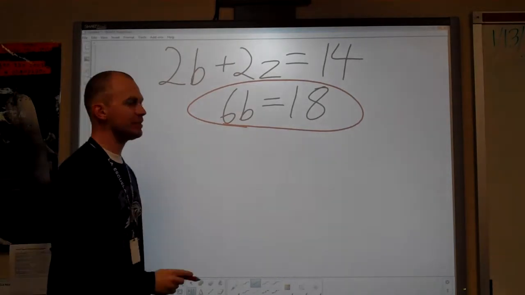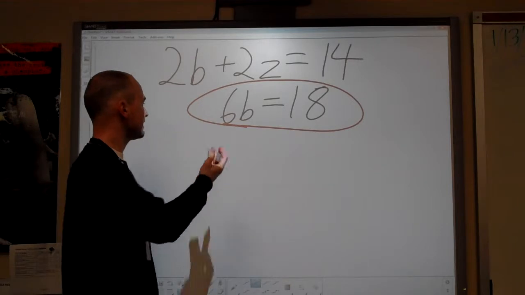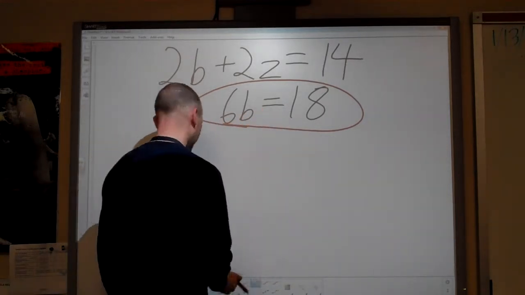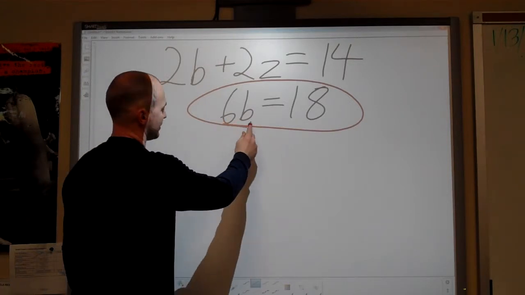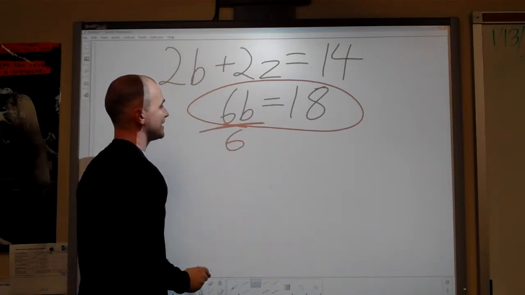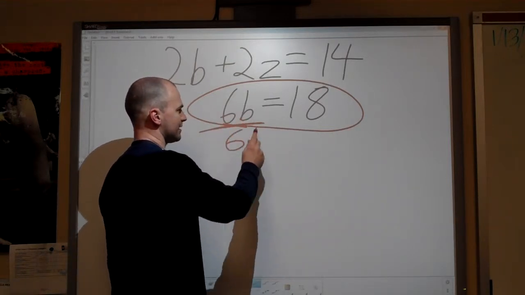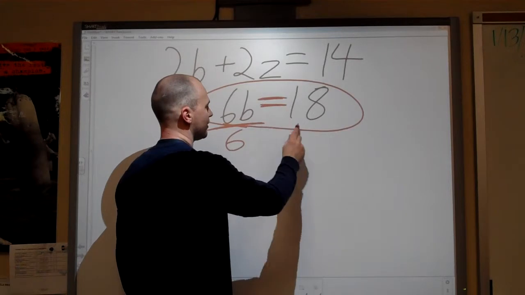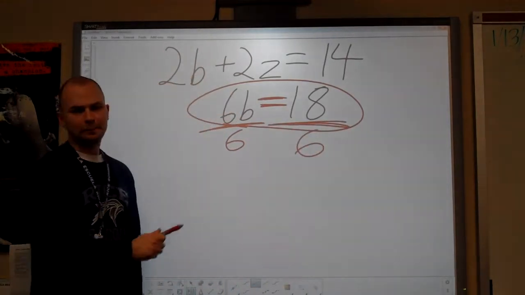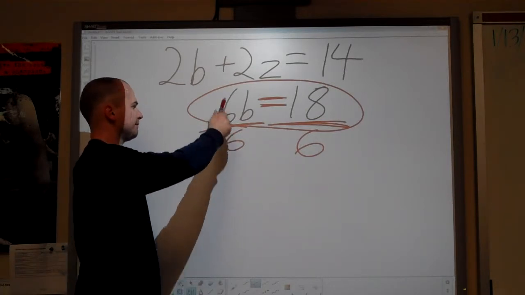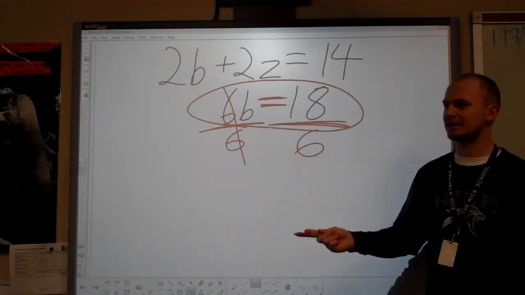If 6B equals 18, well, 6 times what equals 18? In order to undo multiplication, we do the opposite. We divide. We're going to divide this side by 6 to get rid of that times 6. And if we divide this side by 6, in order to keep this equal, we've also got to divide this side by 6. So B times 6 divided by 6, they cancel out. Any number times 6 divided by 6, you get back to the original number.